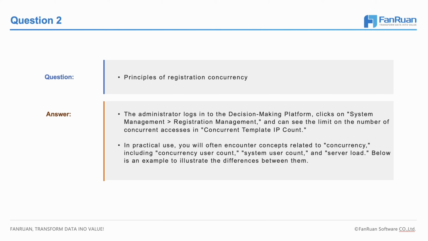Question 2. What are the principles of registration concurrency? The administrator logs into the decision-making platform, clicks on System Management, Registration Management, and can see the limit on the number of concurrent accesses in concurrent template IP count. In practical use, you will often encounter concepts related to concurrency, including concurrency user count, system user count, and server load. Below is an example to illustrate the differences between them.